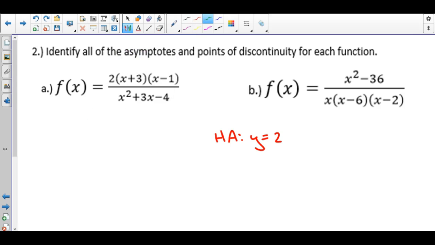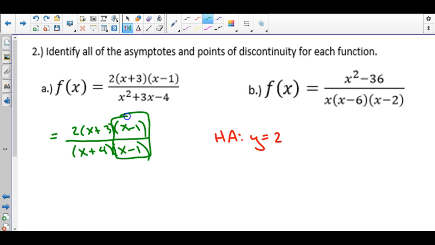The other stuff that I want to do now is going to rely on me putting this into factored form. So my numerator is already factored for me, so that's just what's up there. And then the denominator, I'm going to look at two numbers that multiply to negative 4 that add up to positive 3. So that's going to end up factoring as (x + 4)(x - 1). So now the next thing that I'm going to look for as far as my discontinuities go are if I have any common or repeated factors on my numerator and denominator. And it looks like this x minus 1 is a repeated factor.